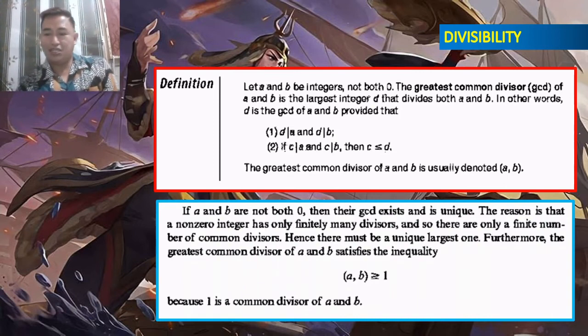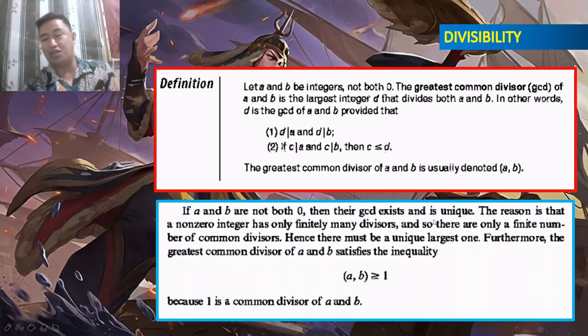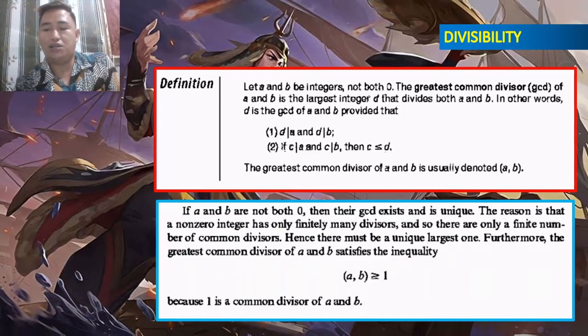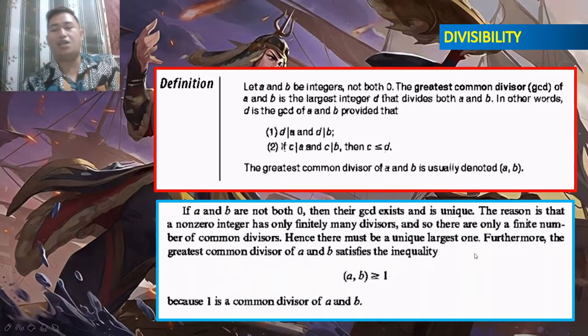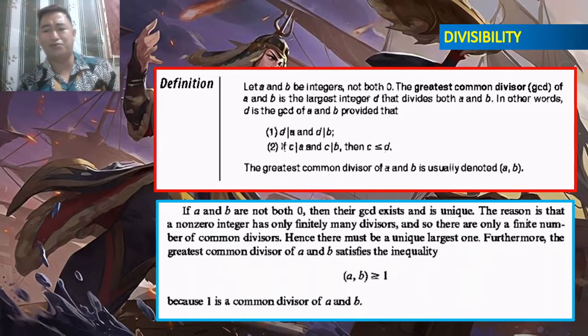Okay. The reason is that a non-zero integer has only finitely many divisors. Okay, ito yung reason. Itong remark ito ganina nga, finitely many lang ang ilang divisors. And so, there are only finite numbers of common divisors. So, meaning, finite na po ang numbers sa mga common nga divisors. Kato mga parehas ng divisor. Hence, there must be a unique largest one. Naging a unique nga largest class. Isa na dyan ang pinakadako class.